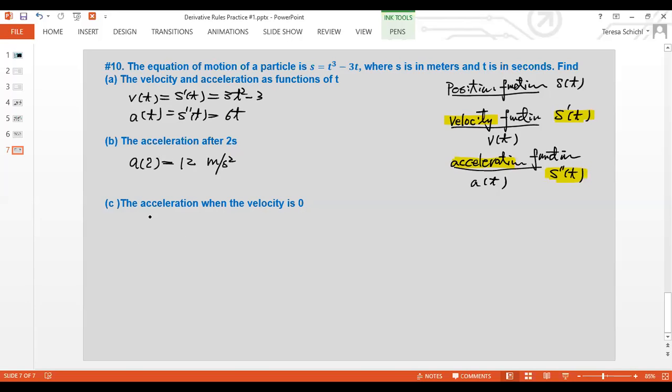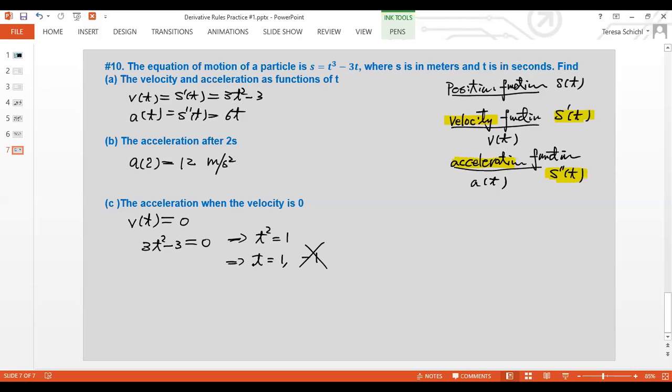The next one is the acceleration when the velocity is 0. So I want to find the t when the velocity is equal to 0. I set v(t) equal to 0, that means 3t squared minus 3 equals 0. So t squared equals 1, and t equals 1 or negative 1. For a particle moving, we cannot have negative time, so t is equal to 1.